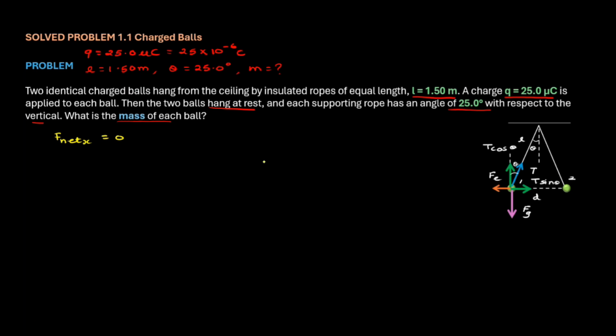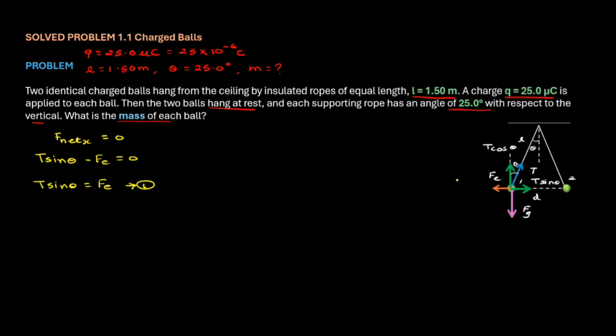F net x is the vector sum of all forces acting on the x-axis. On the x-axis, we have force T sine theta and Fe. Since T sine theta is going to the right, we take it positive. Fe is going to the left, so we take it negative, equals 0. Move Fe to the other side, you get T sine theta equals Fe. I will call this equation 1.